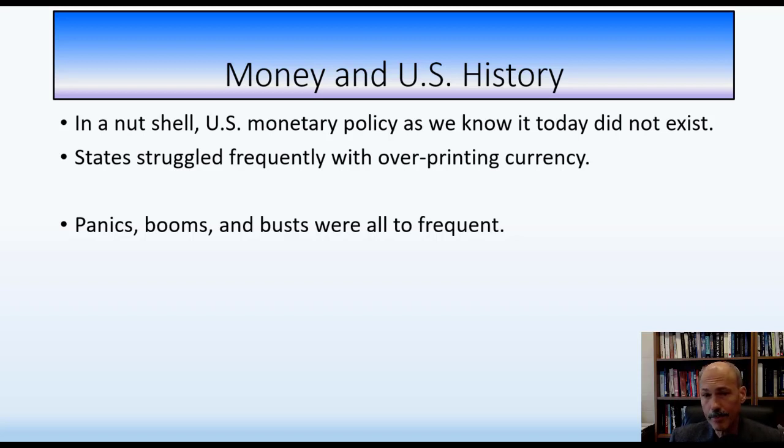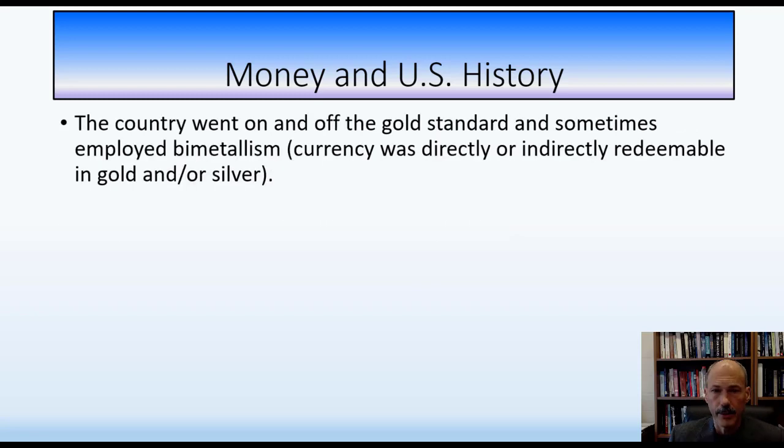So what happened was we had panics, we had booms, and we had busts that plagued this country all too frequently. In the meantime, the country went on and off the gold standard and sometimes employed bimetallism. Bimetallism is where a currency is directly or indirectly redeemable into both gold and silver. And so we've moved away from any metallism in this country. We have pure fiat money. It's not backed by gold anywhere. So you have to have confidence in the U.S. government, which is why things like Bitcoin have popped up, and we'll talk about that towards the end of this video. Bitcoin has popped up as an alternative to government-based money.